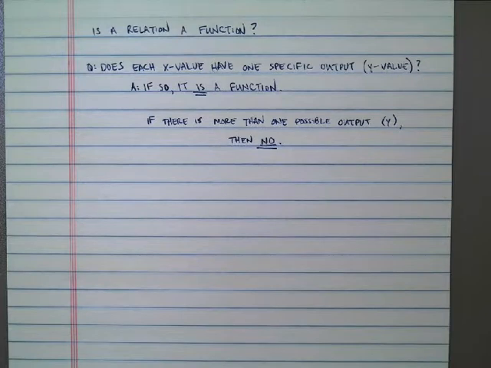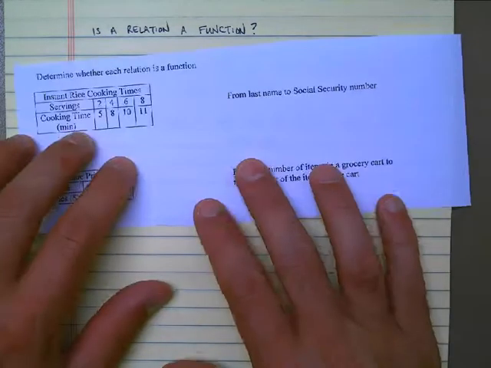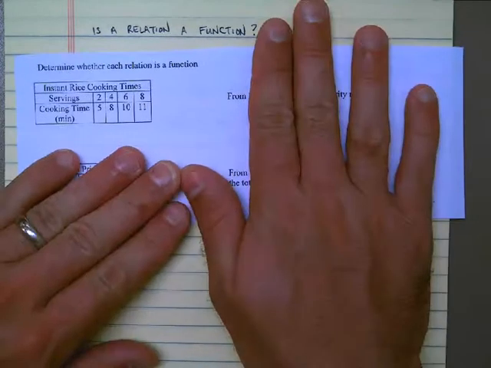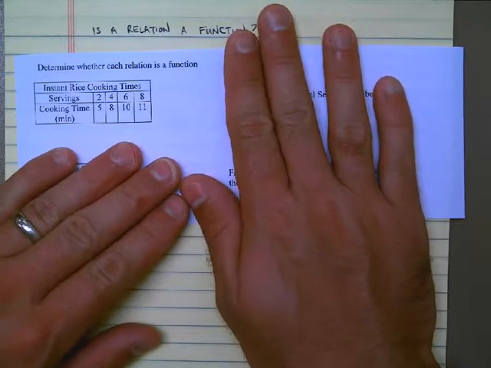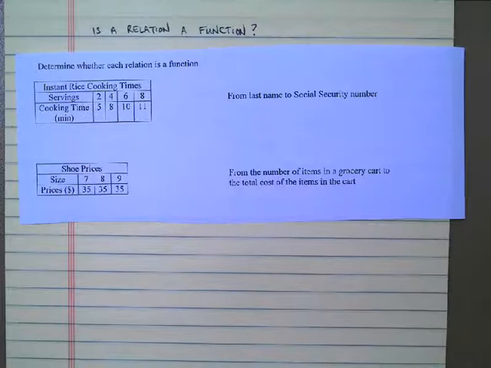It's just a relation. The easiest way to really learn this is just to look at some examples. So that's what we're going to do here. First of all, let's look at this table on the top left, so ignore the other problems. Instant rice cooking times. Now we have the number of servings that you want to cook and how long you have to cook it. What we're saying is this.